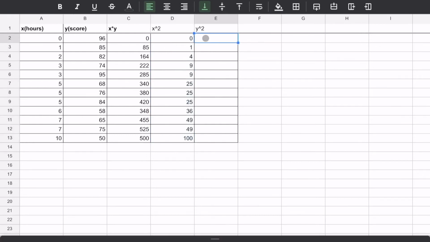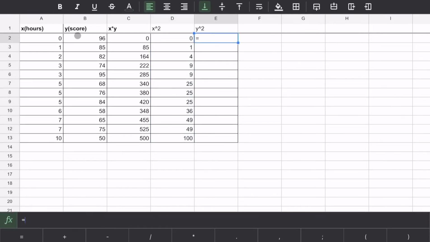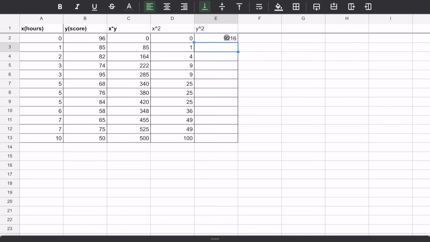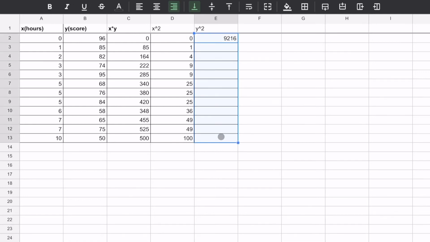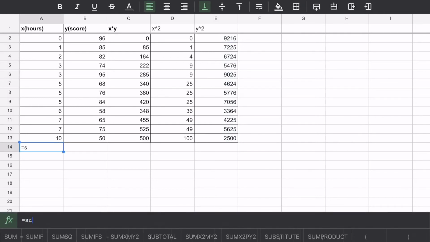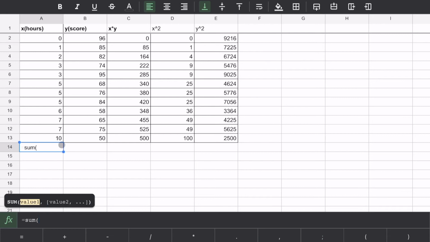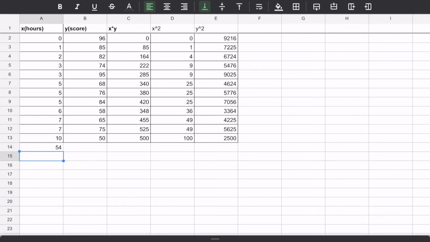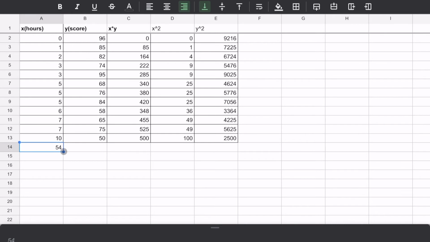And I'm going to do the same thing for y squared. So it is equal to y multiplied by y itself, and then I'm just going to extend this to all of the rows for y. Good. And now I have to find the sum of these columns. So I need to sum all of the values of x from A2 until A13, close the brackets and press OK. And I have to do this for the other cells as well.